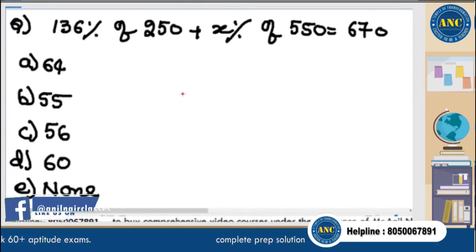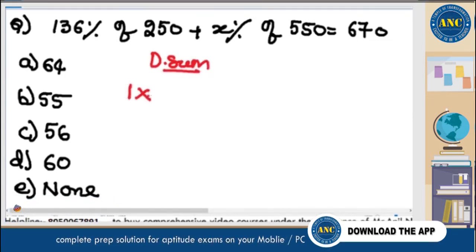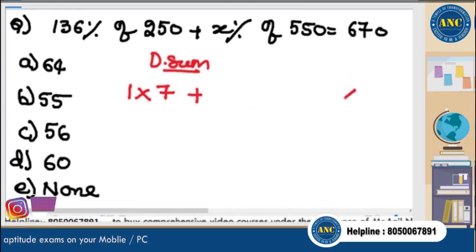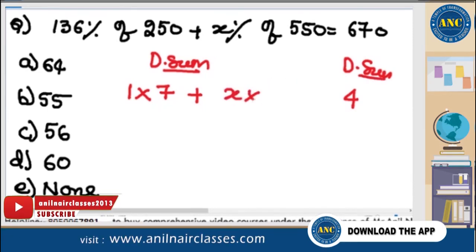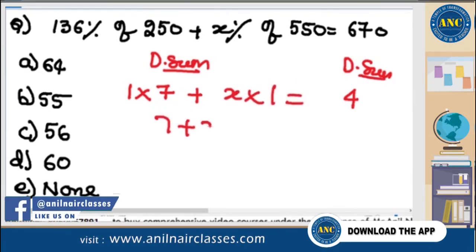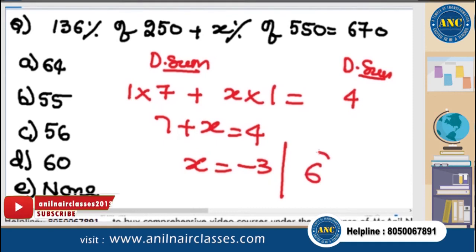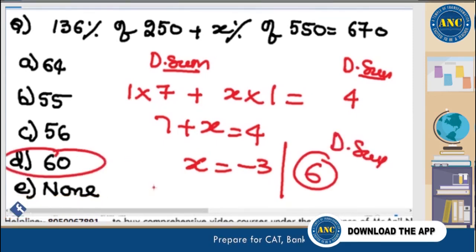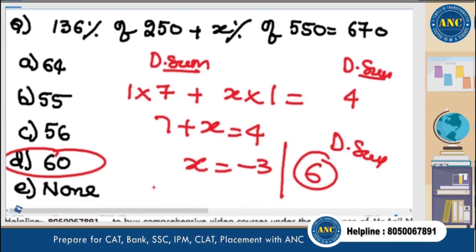Use a digital sum. 631. 1 into 250. Digital sum is X. Plus something. 6 plus 7, 13. Digital sum is 4. Plus X into 550 is 1. 7 plus X, it is 4. X is minus 3. Minus 3 means add 9. Digital sum should be 6. Answer is 60. Sir, what if the answer option could be any other value? Check it by approximate values.